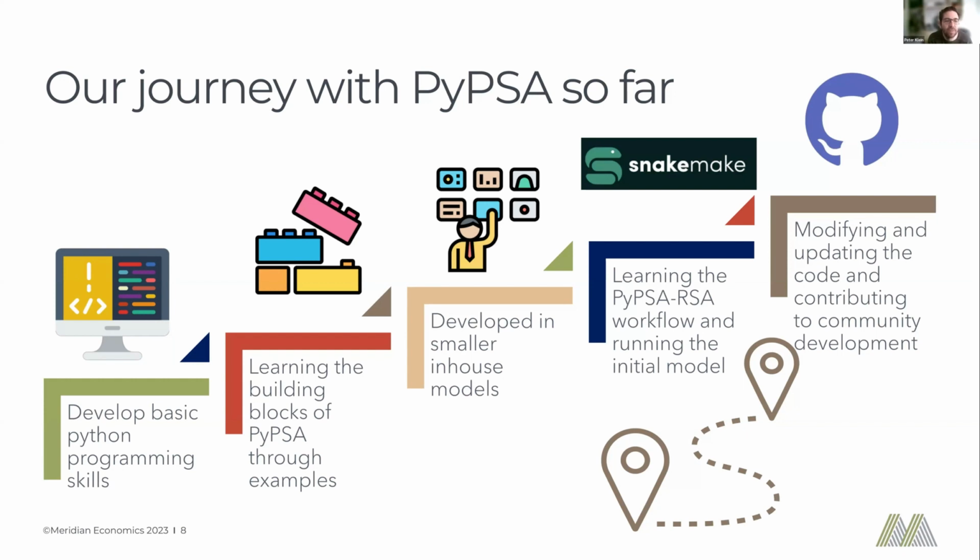And you can start off with very simple networks that just help you learn the building blocks. So how do you assemble different generators to a network? How do you couple that with load? What are all the key inputs and outputs? How do you access those in the model, etc.? So once you've got that and you're learning the building blocks, then you can start to develop your own in-house smaller toy models. Now you're starting to use the tool to solve some of your problems.